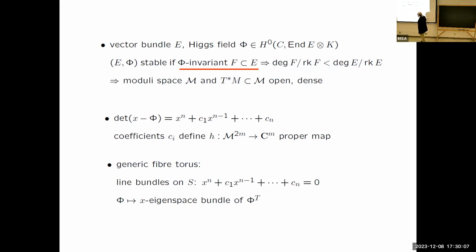And not only that, but the generic fiber is actually an abelian variety. It's a torus. To each phi, you can associate the eigenspace bundle. This equation tells you that there's a single valued eigenvalue x on this curve. If you pull back to the spectral curve S, x is a well-defined eigenvalue, and you look at the eigenspace corresponding to phi, well, actually to phi transpose, and that is a line bundle on S.